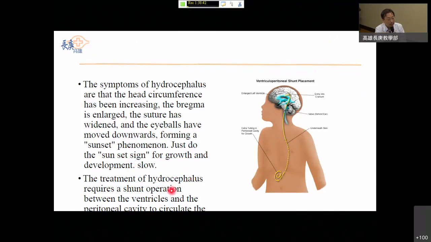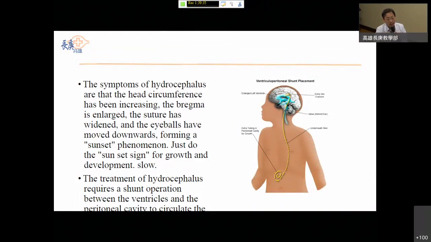And for the treatment of hydrocephalus, what we do is to place a VP shunt, okay? A VP shunt is to put a tube underneath your skin from the brain, the aqueduct, into the intraperitoneal cavity. Okay, so the excessive cerebral fluid will flow through the VP shunt into the abdominal cavity. This is the only way to solve hydrocephalus. The only way to solve hydrocephalus, okay?